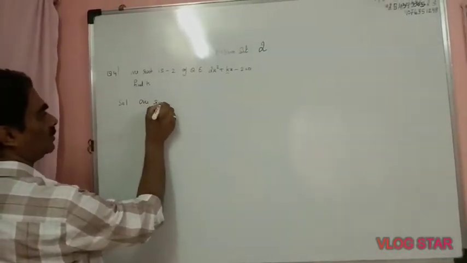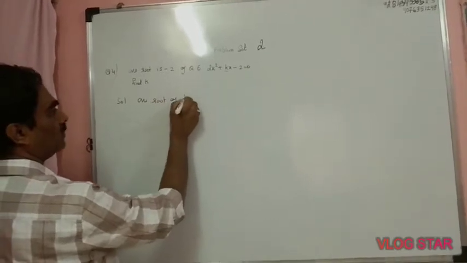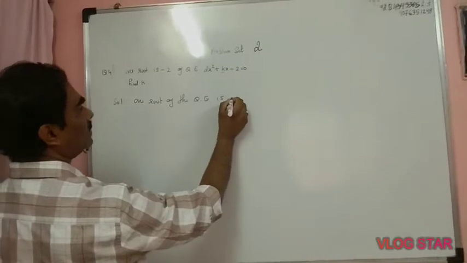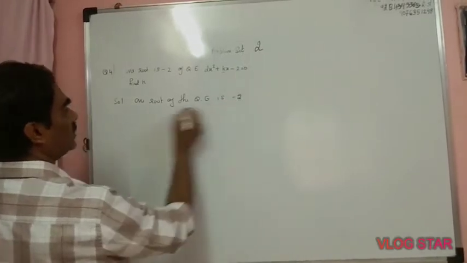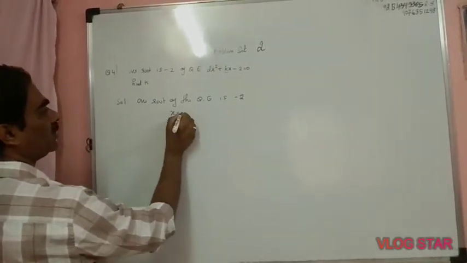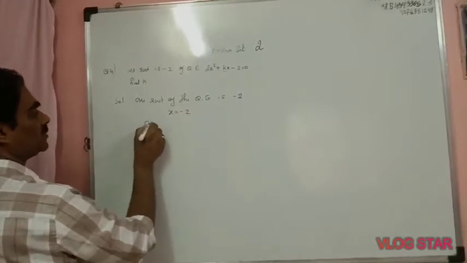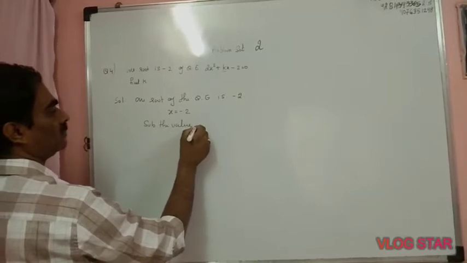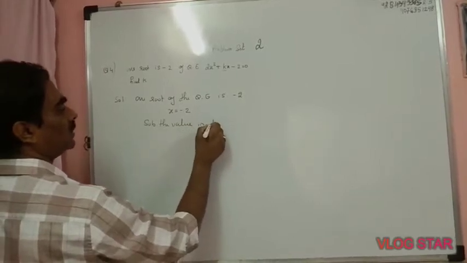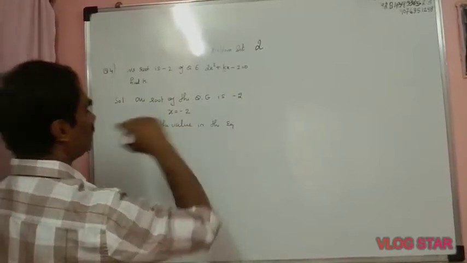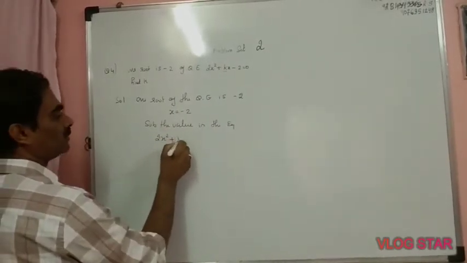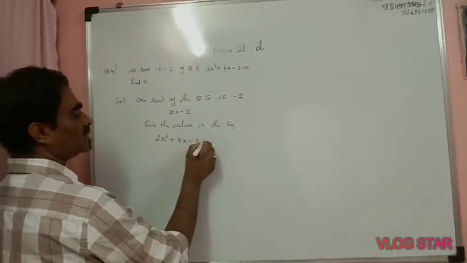One root of the quadratic equation is what? Minus 2. Therefore, x is equal to minus 2. So, substitute the value in the equation. What is the equation? Write the equation: 2x square plus kx minus 2 is equal to 0. This is the equation.